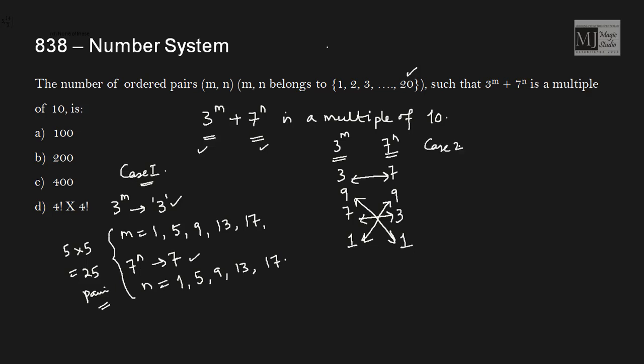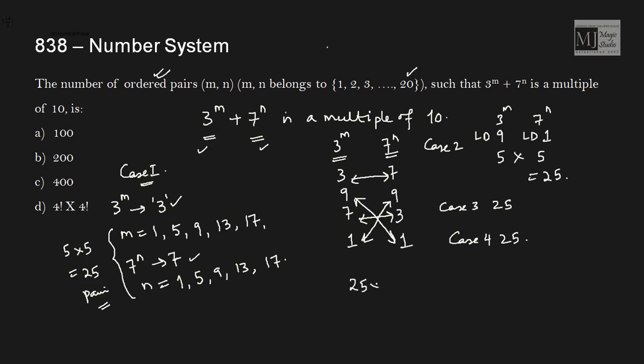Similarly, in case 2, where we are looking out for last digit 9 and last digit 1, in case of 3 and in case of 7, we will again have 5 pairs here and 5 pairs here. 25 pairs. For case 3 also we will have 25 pairs. For case 4 also we will have 25 pairs. So how many ordered pairs of M and N are possible? 25 into 4, that is 100 pairs of M comma N are possible.